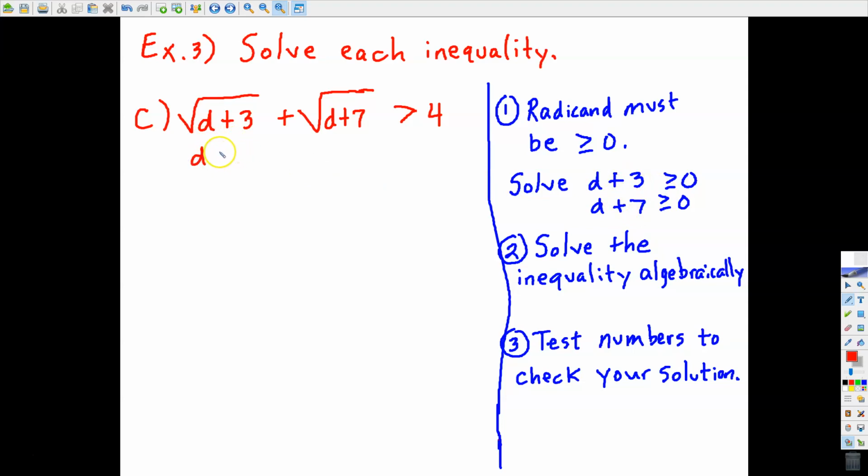So in this case, d has got to be greater than or equal to -3. And for this one, d has to be greater than or equal to -7. Whatever we choose for d, it's got to ensure that both of these are going to be real. Well, if I let d be all the numbers greater than or equal to -7, that includes numbers like -6, and that would not work for this radical. -6 plus 3 is -3, and that's going to be an imaginary number.